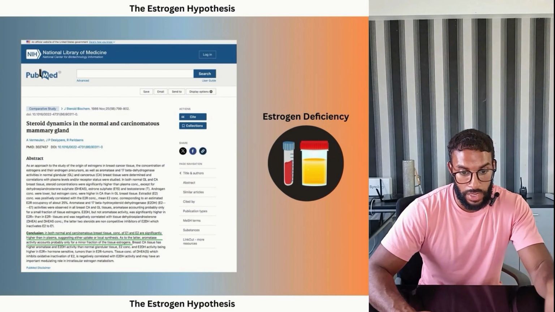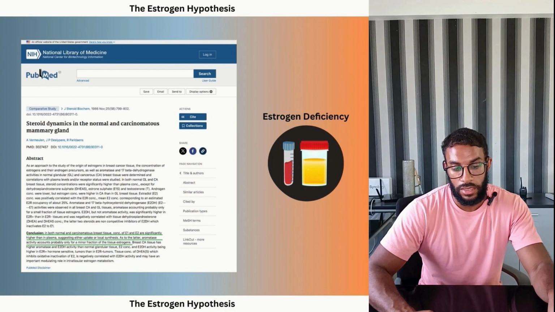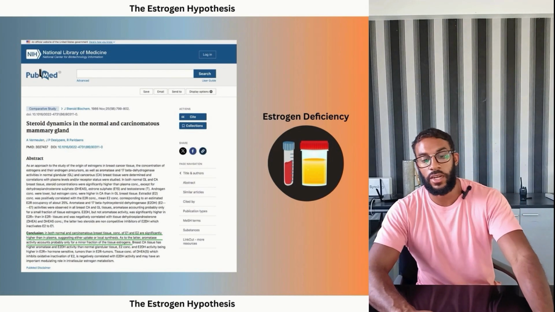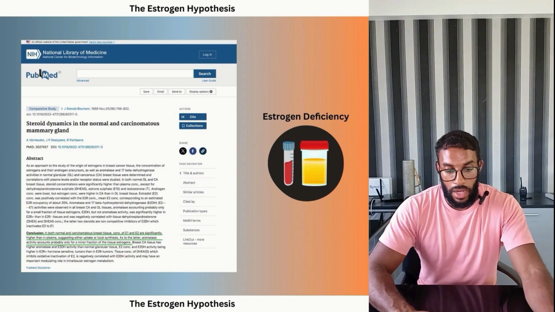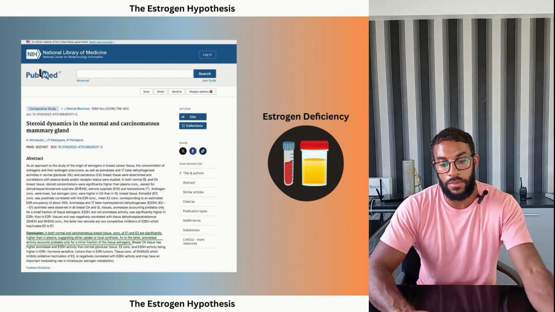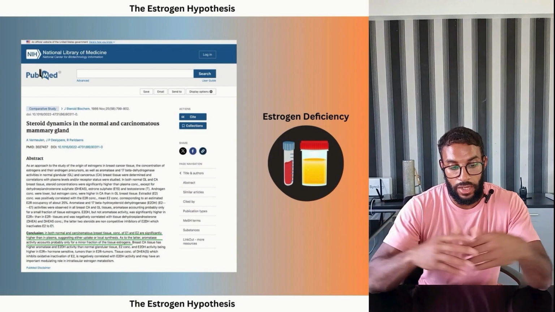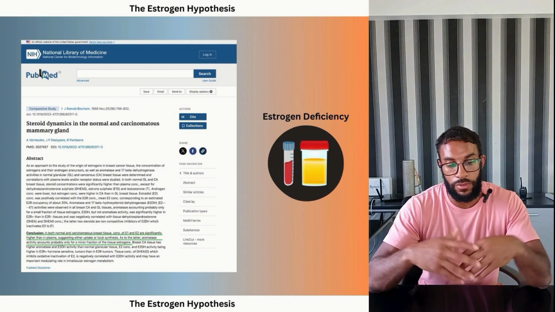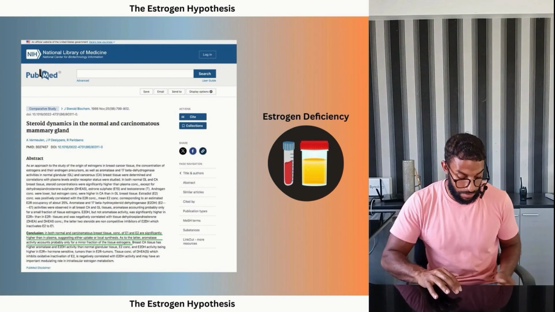Here is a study that took place in 2022, steroid dynamics in the normal and carcinomatous mammary gland. This is just highlighting the estrogen deficiency. And so just here in the conclusion, we don't have to go through the entire article. It says, in both normal and carcinomatous breast tissue, concentrations of E1, estrogen 1, and E2 are significantly higher than in plasma, suggesting either uptake or local synthesis. As to the latter, aromatase activity accounts probably only for a minor fraction of the tissue estrogens. So where's that estrogen coming from?